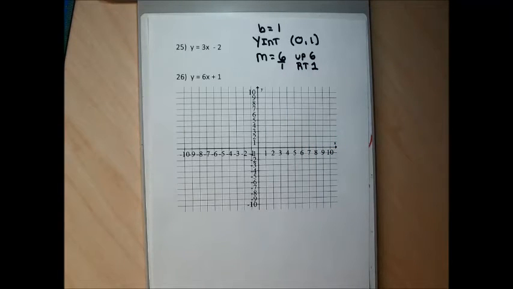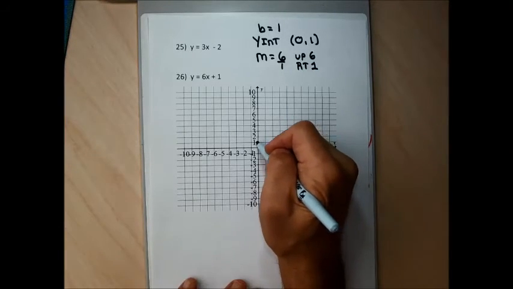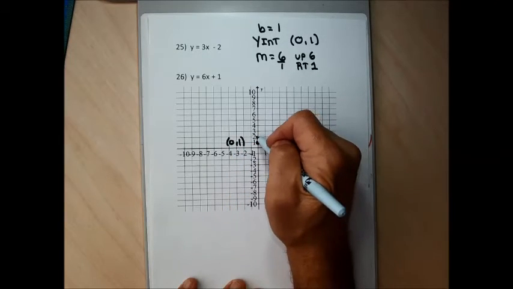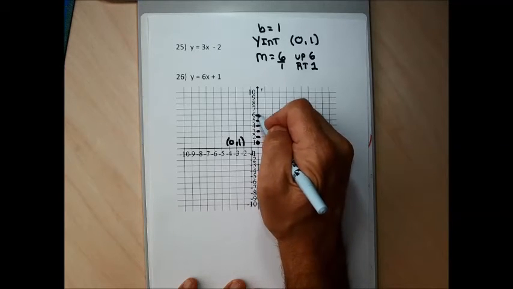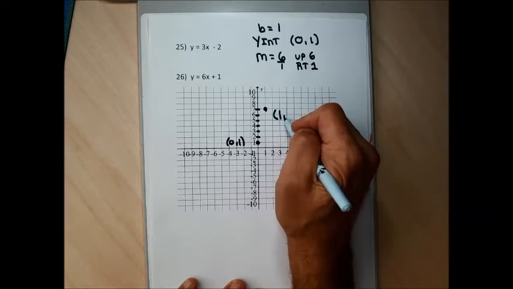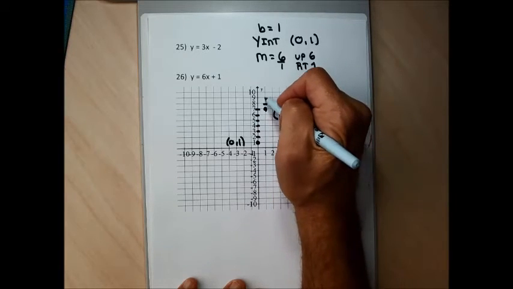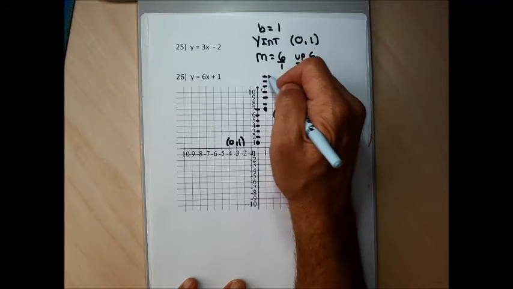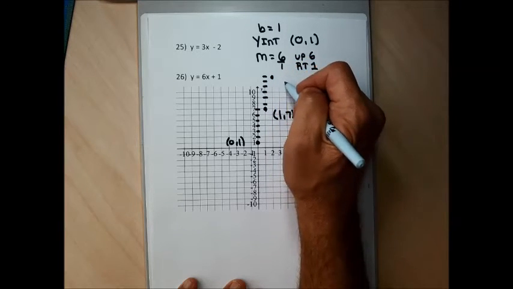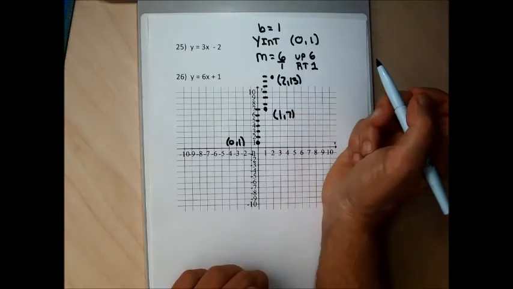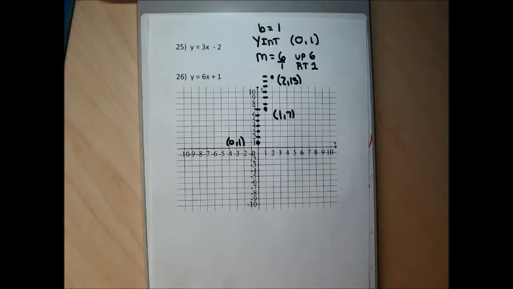So let me see how that fits. I'm going to start off with the y-intercept, which is the point 0, 1. I'm going to go up 6, 1, 2, 3, 4, 5, 6, right 1. That takes me to the point 1, 7. And then up 6, that's 10, 11, 12, 13, right 1. That's going to be the point 2, 13. Unfortunately, going up 6 and right 1 again is going to really mess me up.